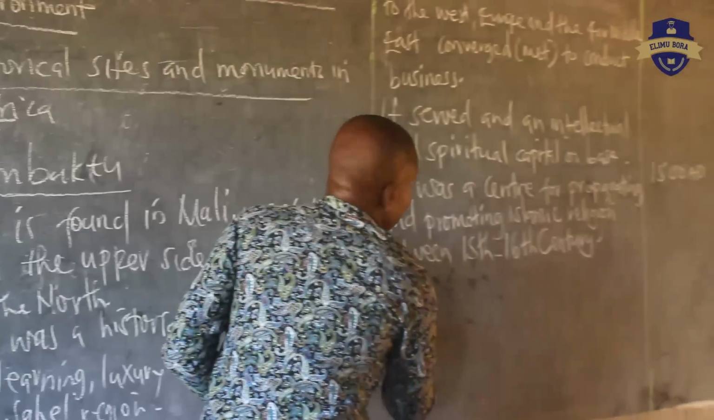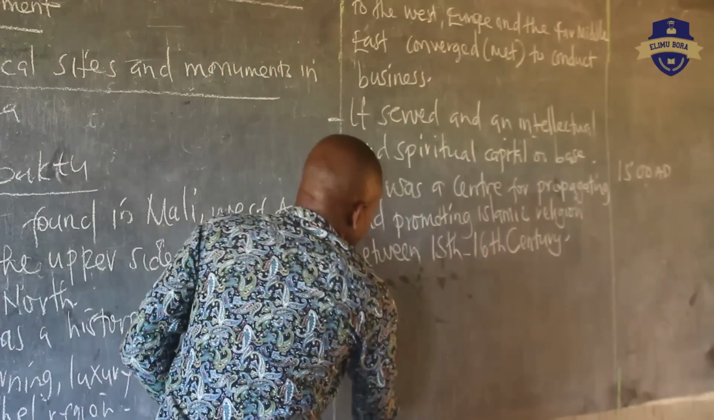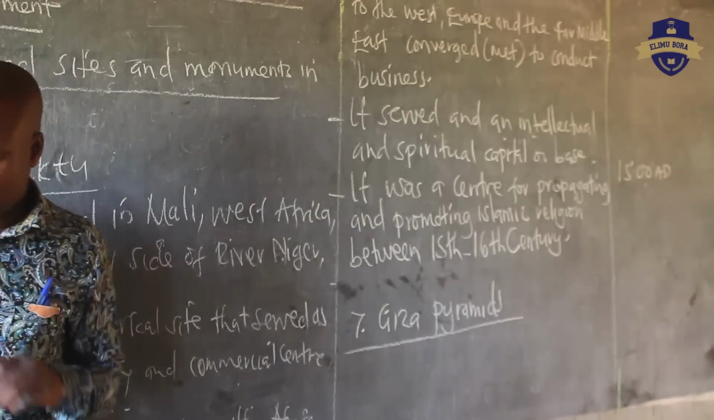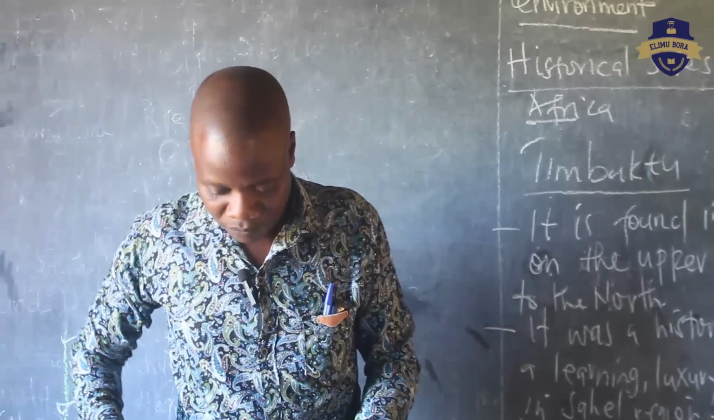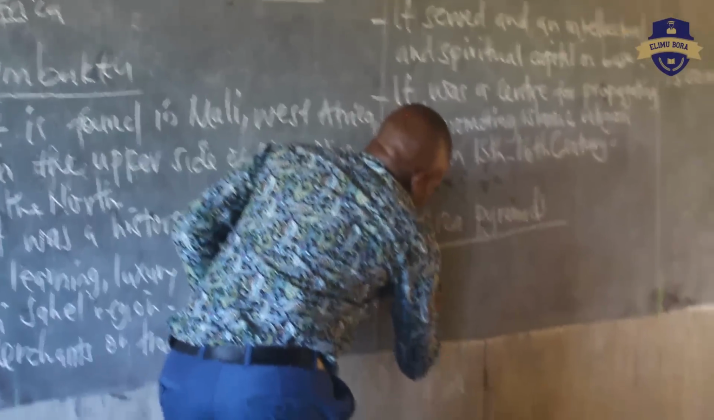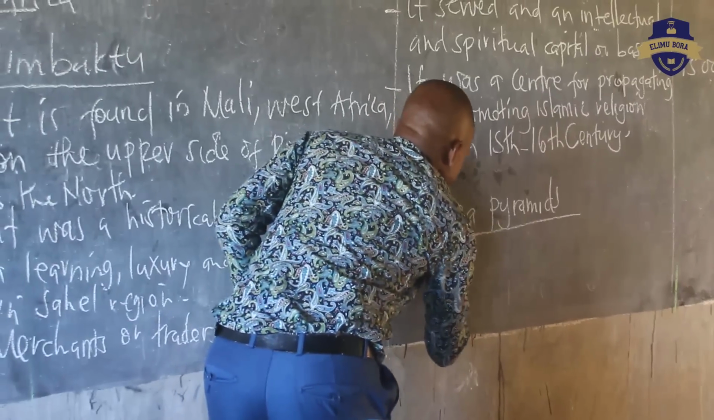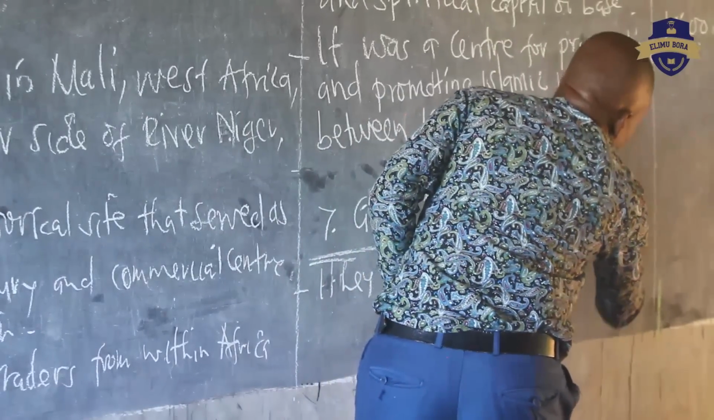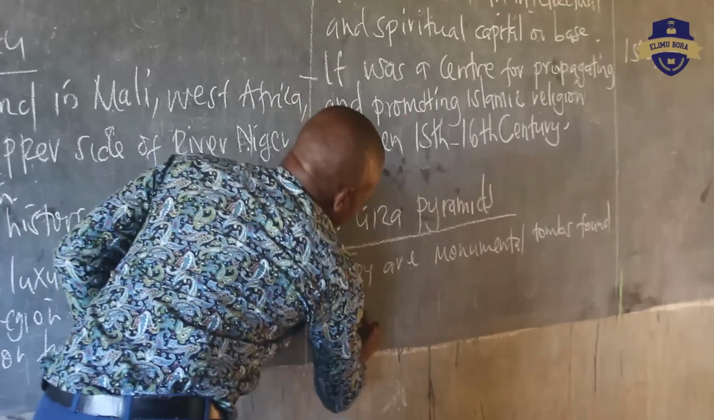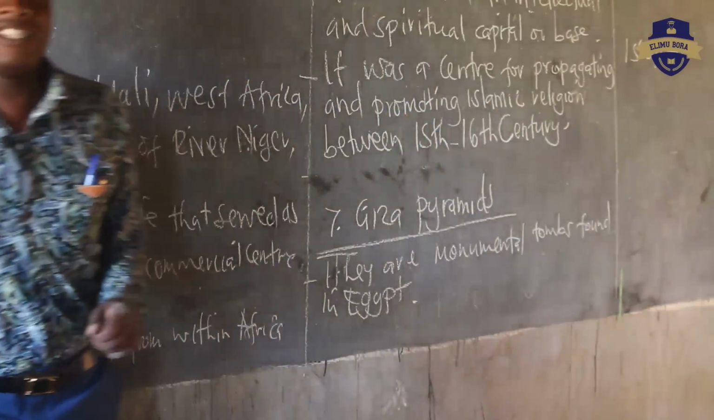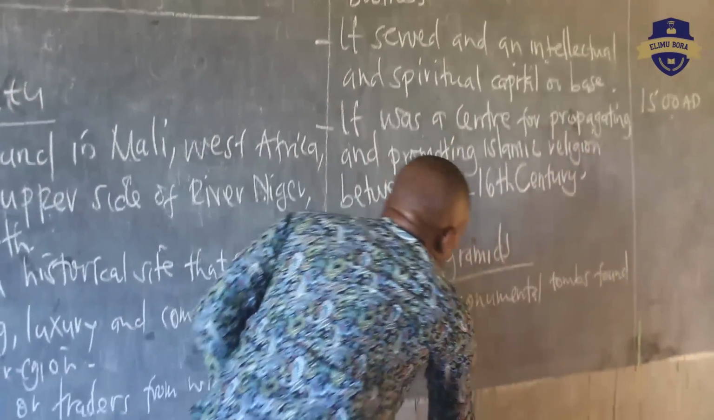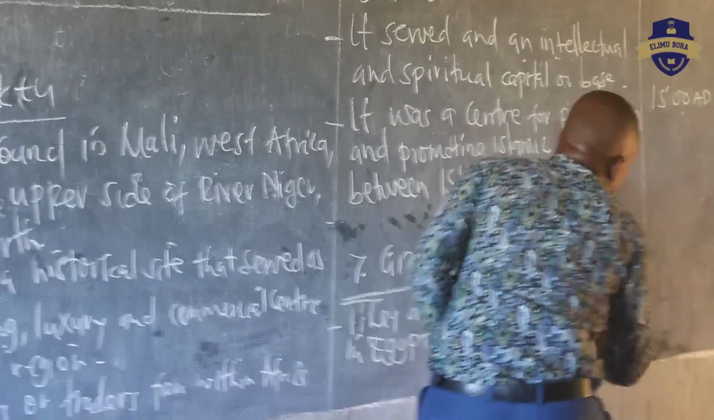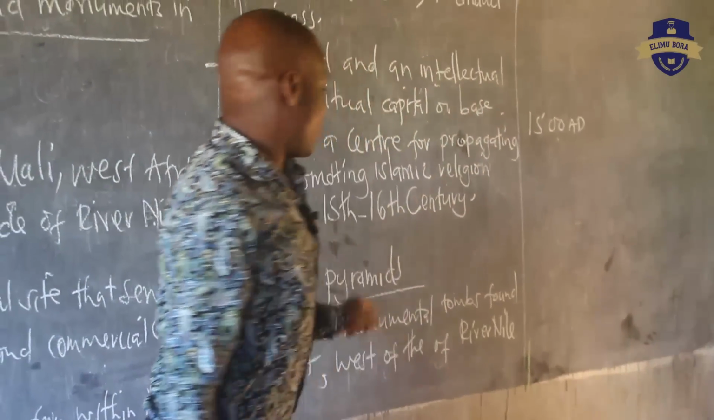Now, in addition to that, we also look at the Giza pyramids. That's number 7. The Giza pyramids are found in Egypt as monuments. They are monumental tombs found in Egypt, on the west bank of the River Nile.